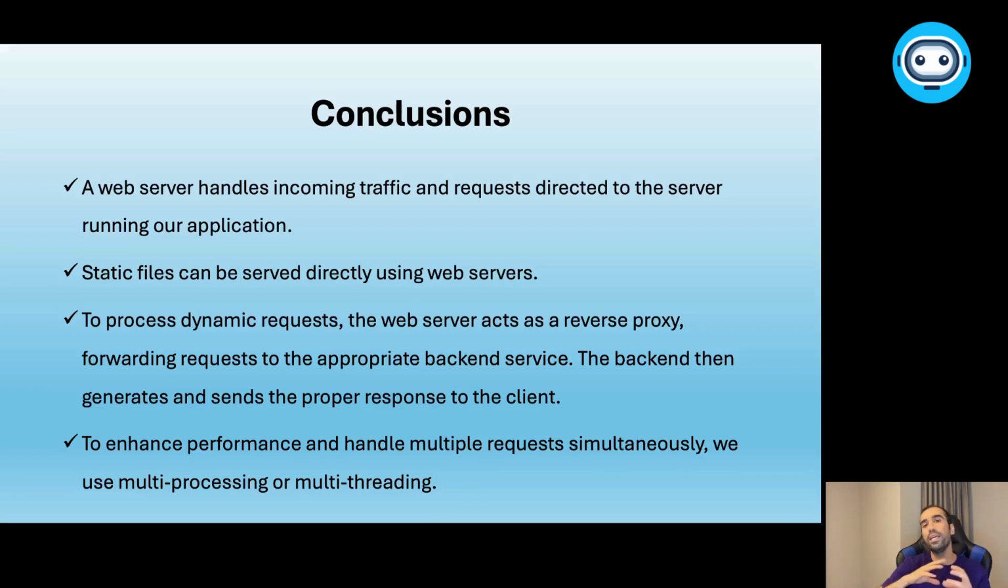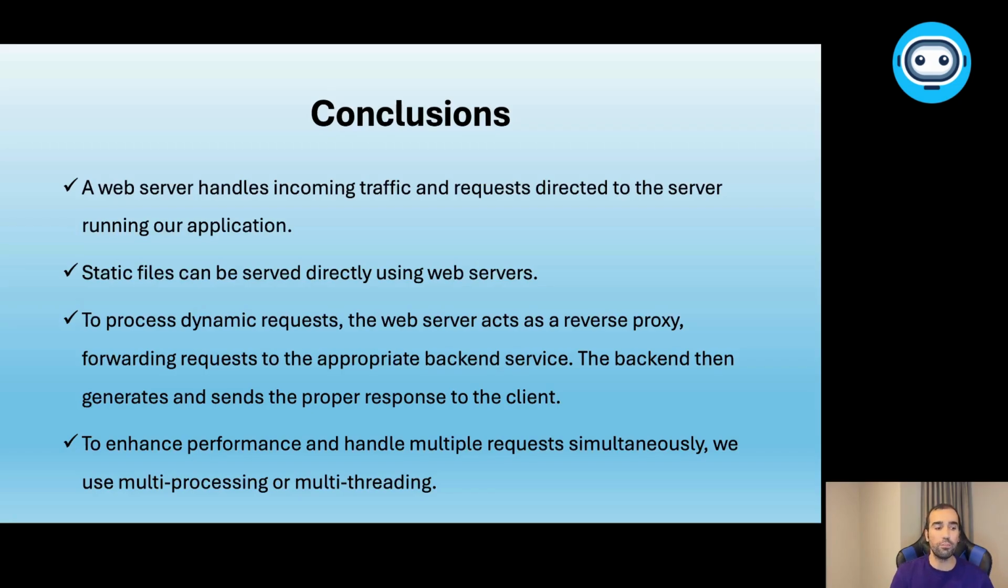It's going to be through data streaming. Nginx fetches the data, reads the content of the file, and delivers it in chunks of bytes to the user's browser. Then, to process dynamic requests like Photoshop, imagine that analogy, the web server acts as a reverse proxy, forwarding requests to the appropriate backend service. The backend then generates and sends the proper response to the client.